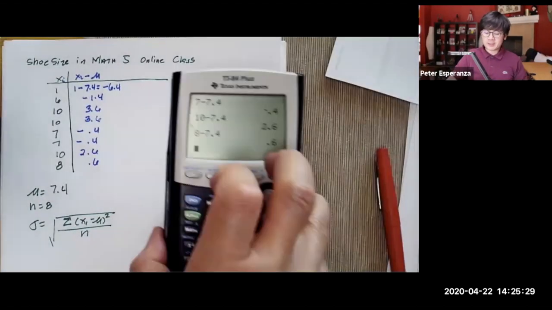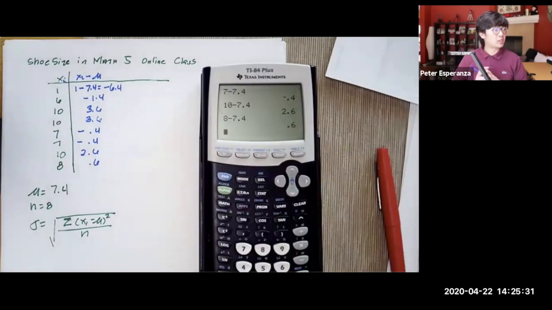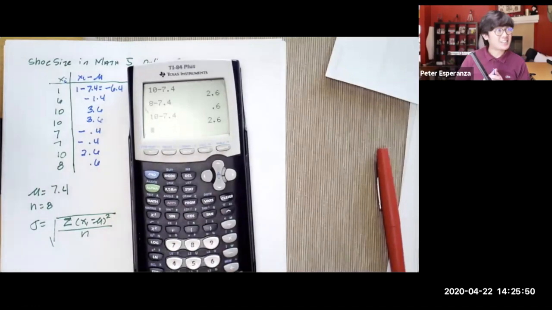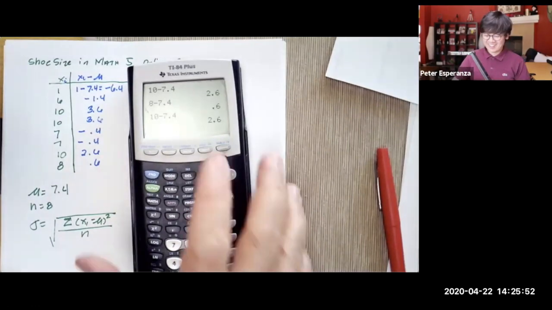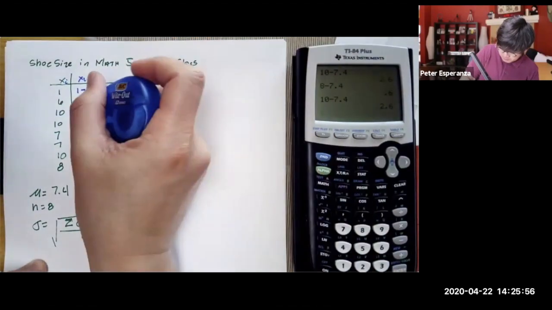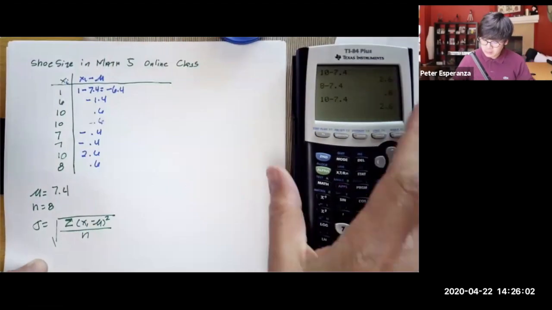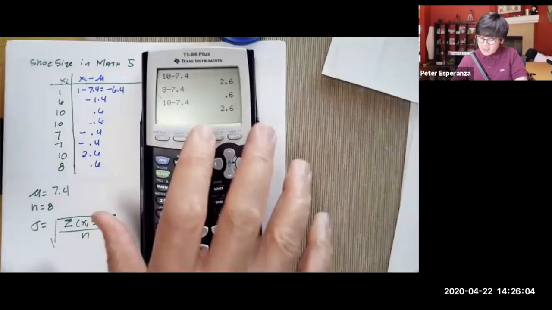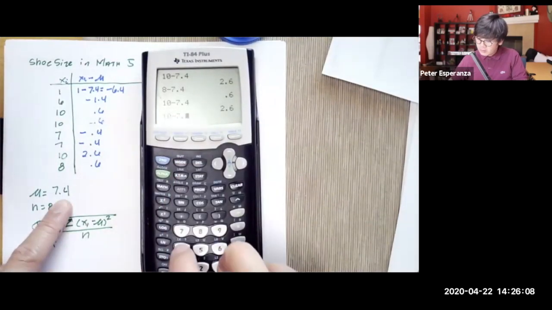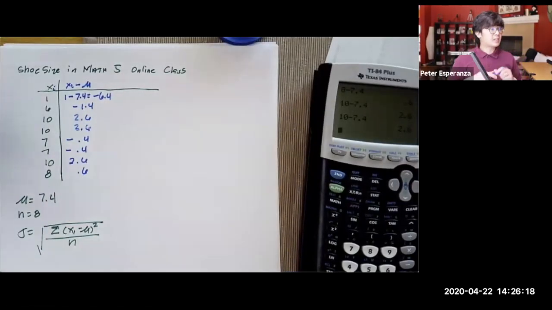Can you please check if you have the same answer? Why did you put 3.6 for the 10? 2.6. Is it 2.6? Yeah. See, I told you, I'm going to make a mistake. 3.6. Apparently it's wrong. Because 10 minus 7.4 is 2.6. Is there anything else that I need to correct?